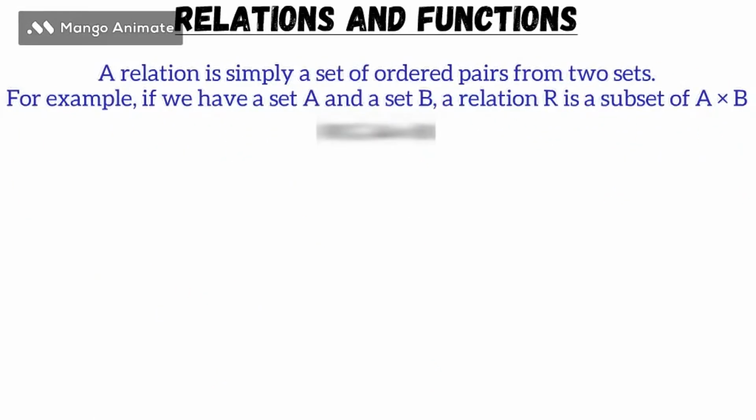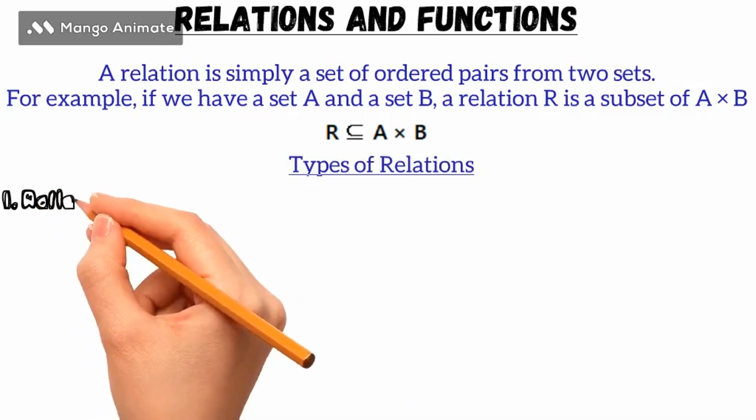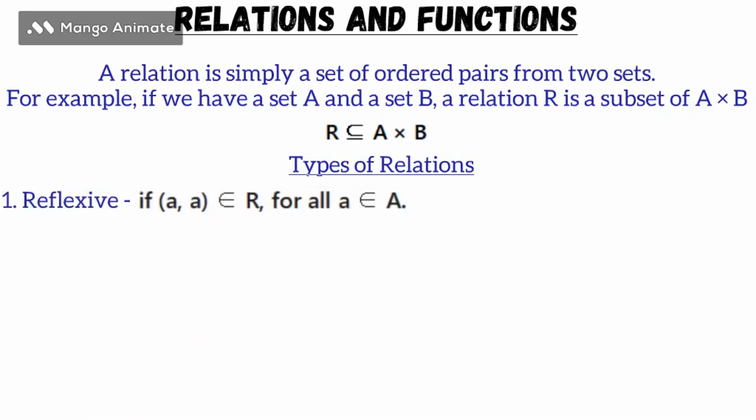A relation is a set of ordered pairs from two sets. For example, if we have a set A and a set B, a relation R is a subset of A crossed B. There are three types of relations. Reflexive, where every element relates to itself. Example, relation R where ordered pair (i, i) satisfies a is less than or equal to i.